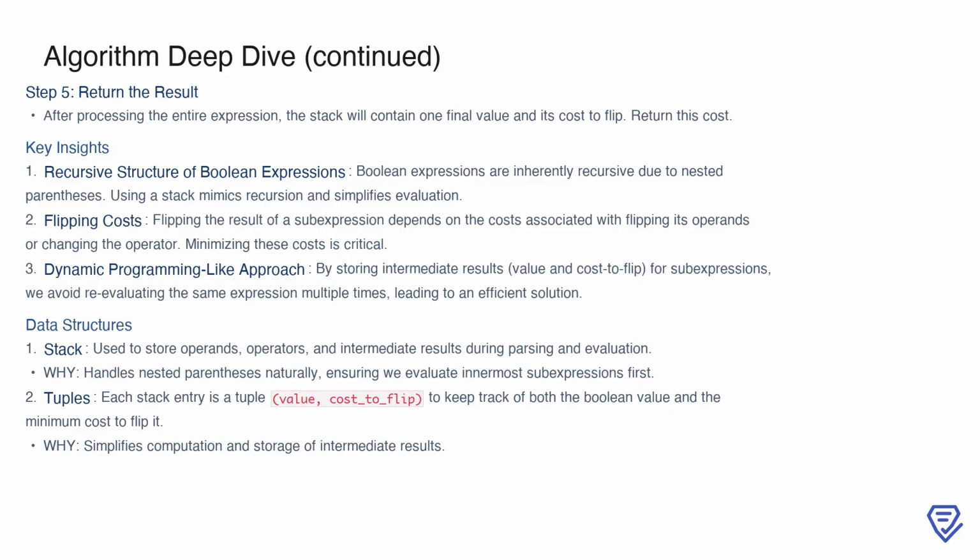A critical insight here is the importance of flipping costs. For every sub-expression, the cost to flip depends on whether it is more efficient to flip one of its operands or change the operator itself. By storing these intermediate results as we process the expression, we avoid redundant evaluations, making the algorithm efficient. The use of tuples to store both the value and the cost to flip for each sub-expression ensures that all necessary information is readily available when needed. Together, these techniques provide a clean and efficient way to solve the problem, even for complex and deeply nested expressions.